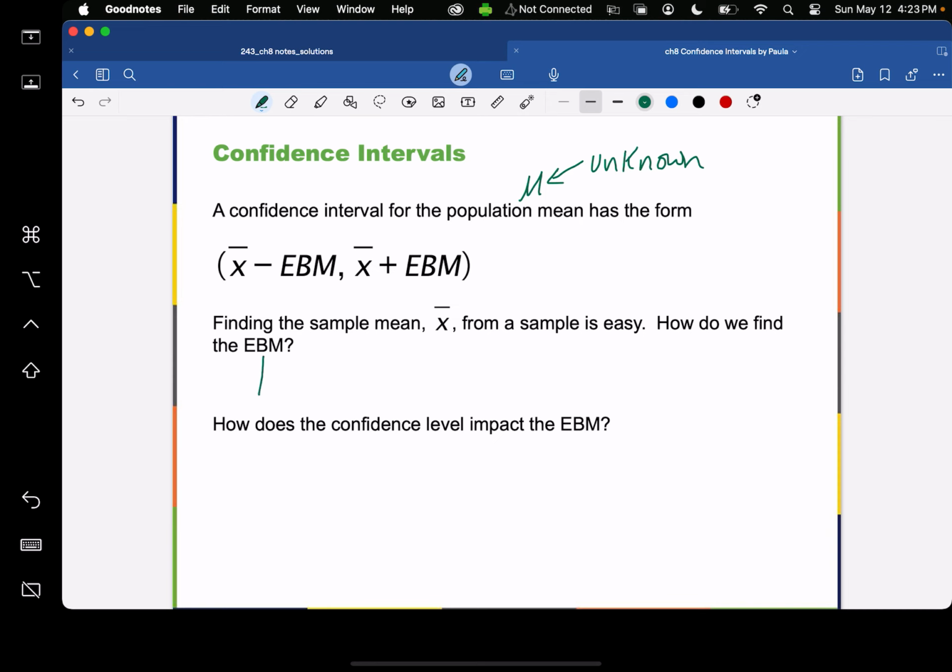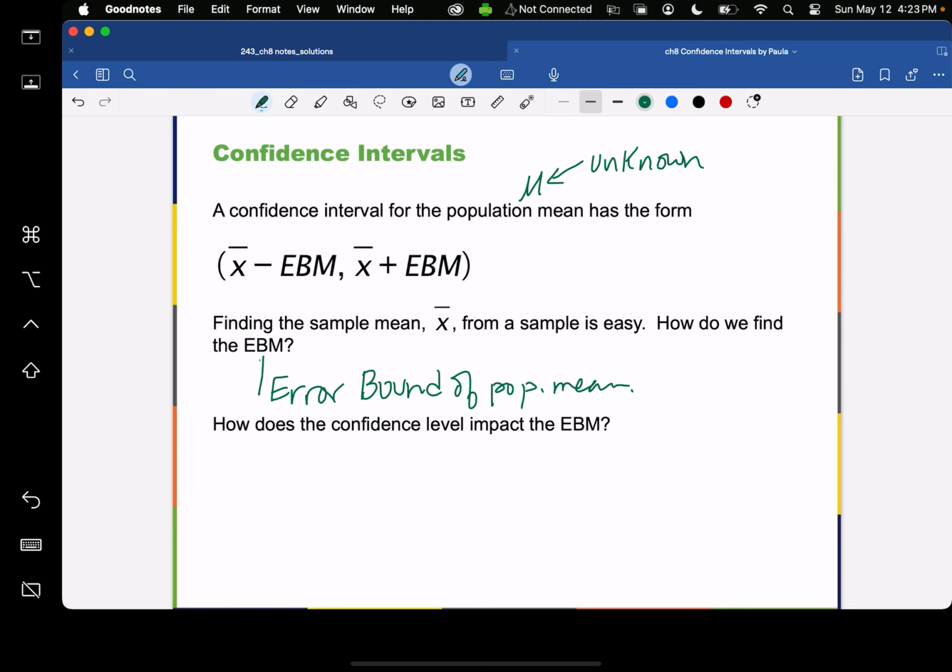Now, EBM stands for the error bound of the population mean. I called it margin of error on the previous slide, and that's what we call it in Math 105, but we are going to be calling it the EBM here. So I'll have a formula that helps us to generate the EBM.